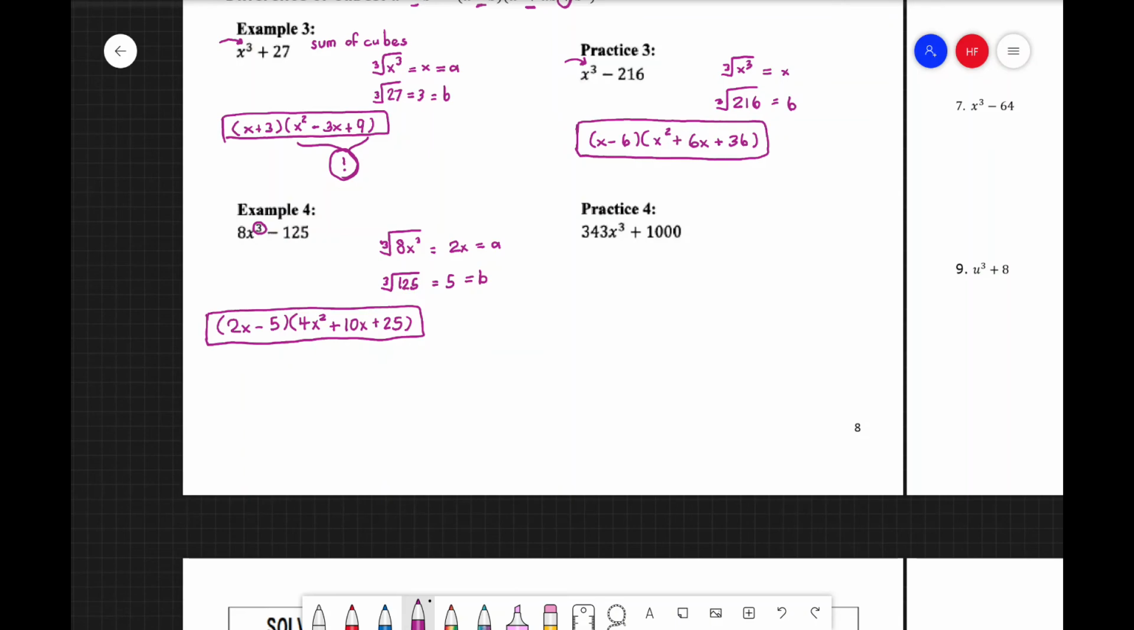Again, with these sum and difference of cubes, you will have to be careful in the future when it says factor completely, just to make sure that the second factor cannot factor any further.